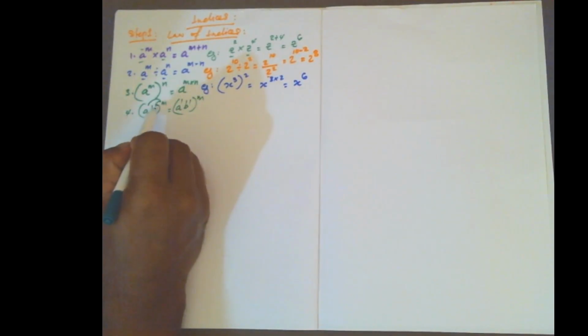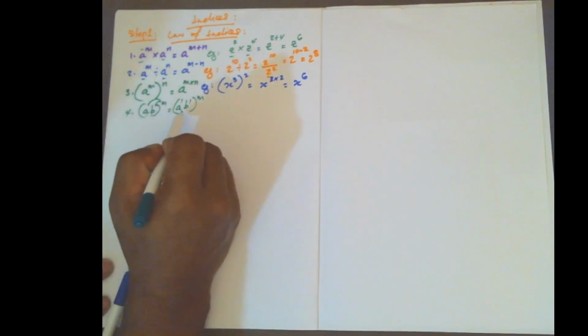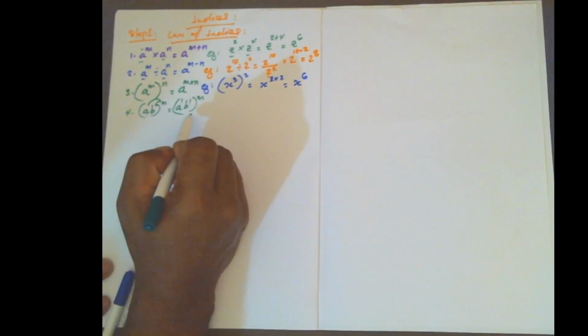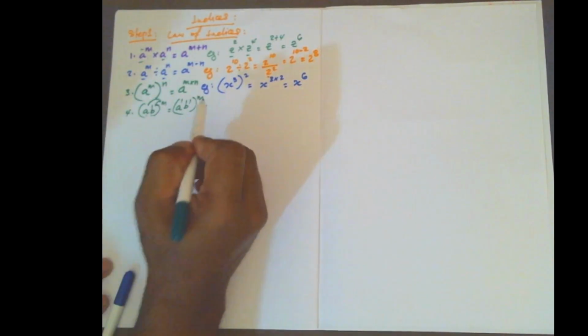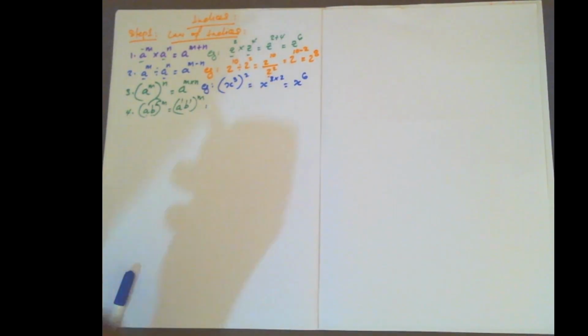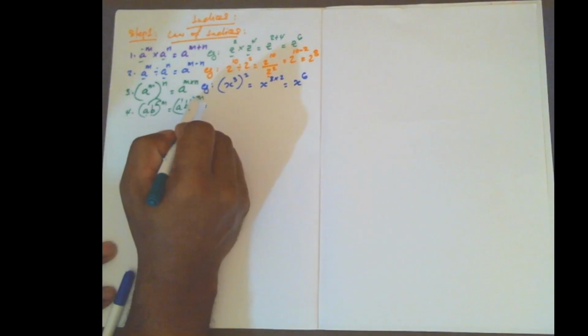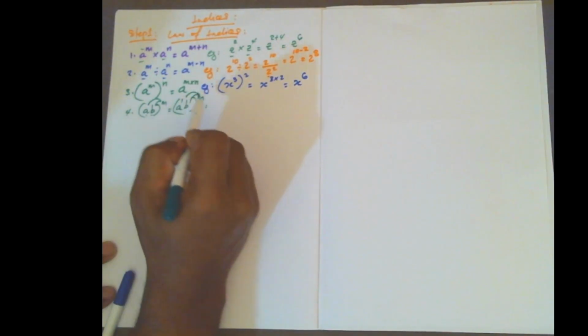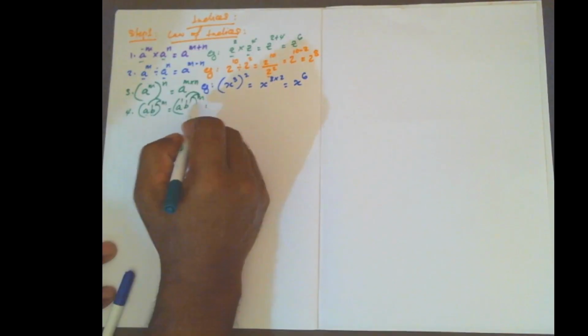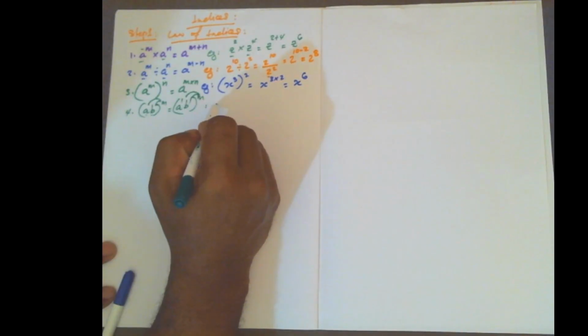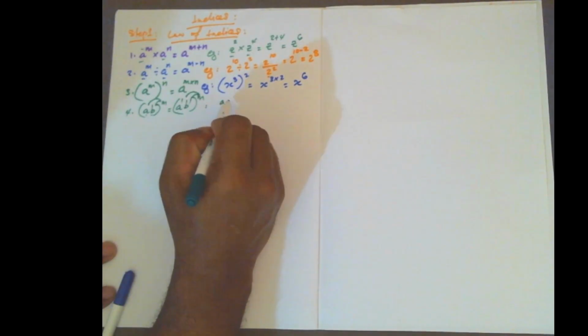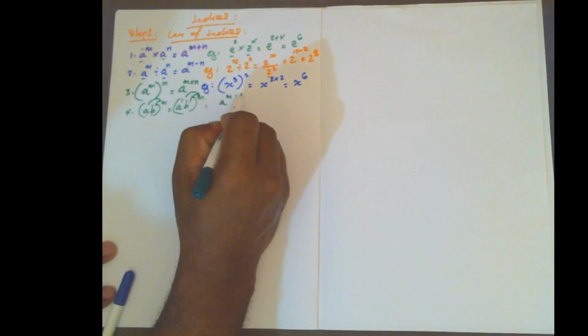If it's 2, we will show you it's 2. If it's 3, we will show you it's 3. But if there's no number there, then we say that it's to the power of 1. Now since this power is raised to another power, this power will go to both of them. So we'll open the bracket and say that this is a to the power of m, b to the power of m.